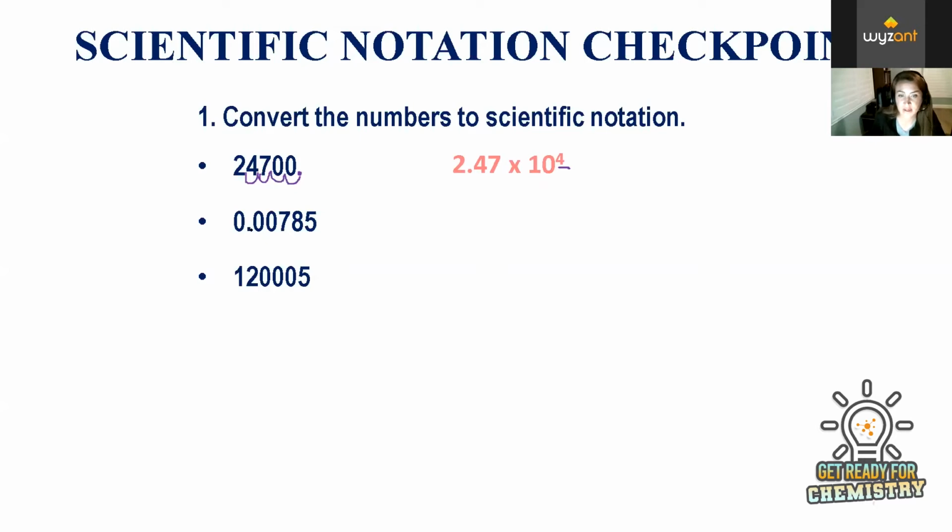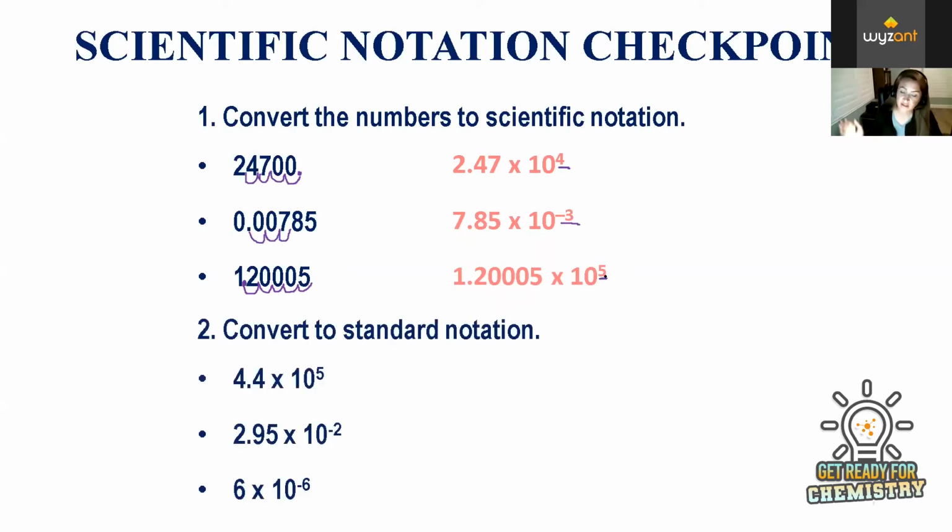And in this one, again, we're trying to get a number between 1 and 10, so 1, 2, 3. I'm making this number larger, so I have to make my exponent smaller. So 7.85 times 10 to the negative 3, because we moved it 3 times. And then the last one, 2, 3, 4, 5. Again, I'm stopping where it shows a number between 1 and 10, so 1.2 times 10 to the fifth, because I'm moving it 5 times over. I'm making this number 5 times smaller, so I'm going to make my exponent 5 times larger.